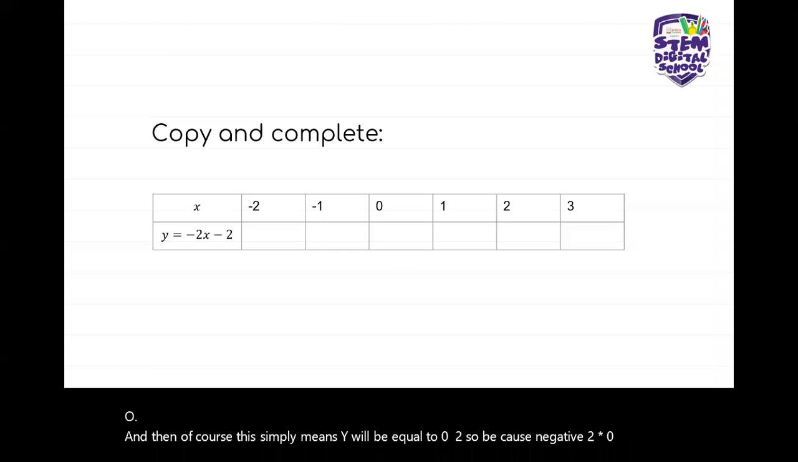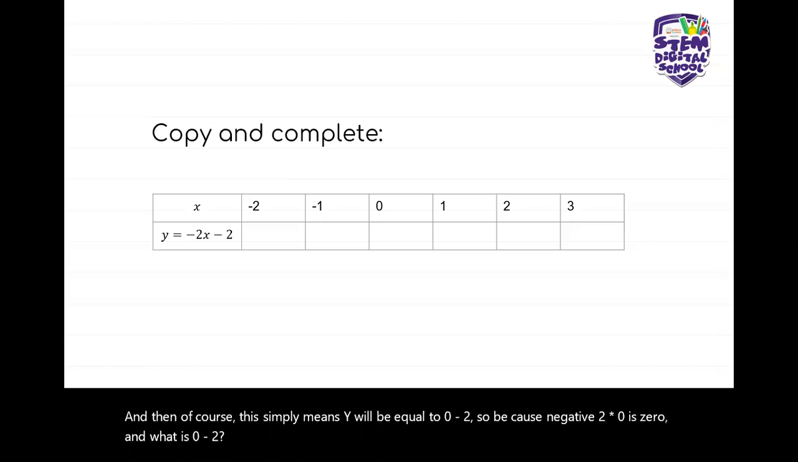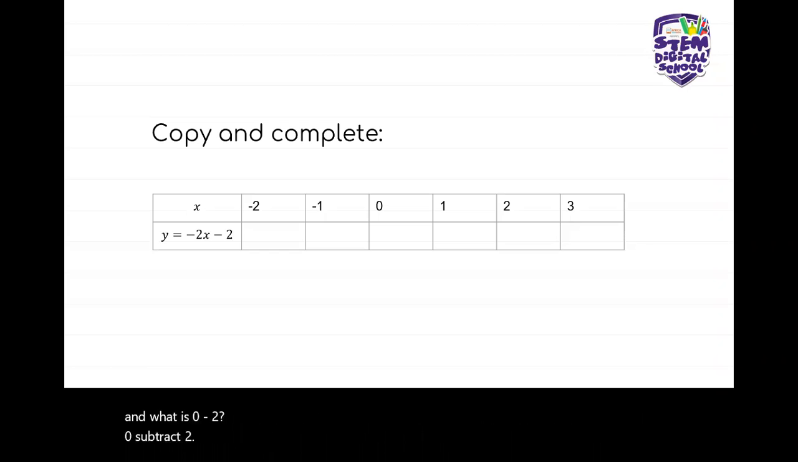And what is 0 minus 2? 0 subtract 2 gives you -2. So in other words, if x is 0, then y is going to be -2. That is how you calculate your y value. If x is equal to 0, then y will be -2. So that is what we mean by that. And then the next one, of course, is if x is 1.